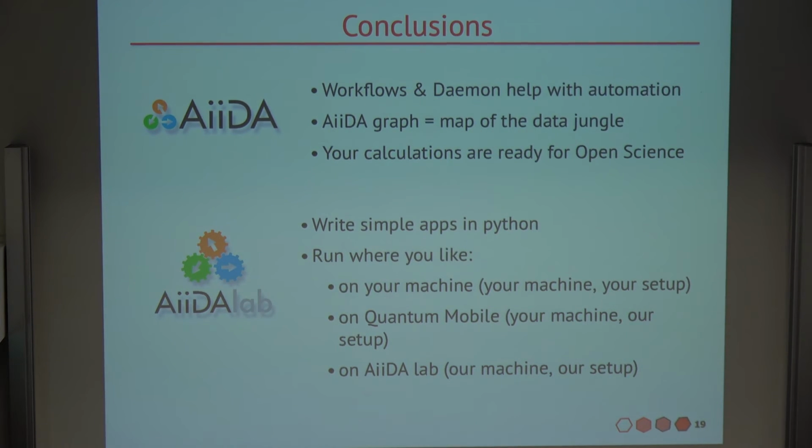If you want to publish them, it's just enough to export your AiiDA database and put it somewhere, for example, Materials Cloud. And about AiiDAlab, you saw that writing an application is quite a straightforward task. You just need to know Python. You can run it wherever you like on your machine. If you would like to have your machine and your setup, you can run it on Quantum Mobile, where we provide a machine with everything already pre-installed, and you can have an AiiDAlab account where everything is provided by us.